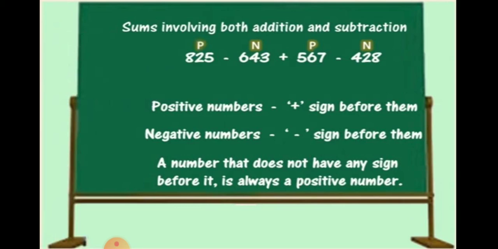The numbers which have a minus sign before them, or on the left side of them, are called negative numbers, and the numbers which have a plus sign before them are called positive numbers. Okay, 825 does not have any sign. So the first number, when it does not have any sign, is always treated as positive. That means the plus sign belongs to the first number in the question.